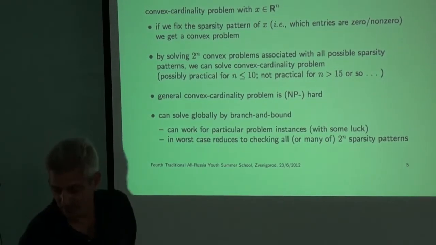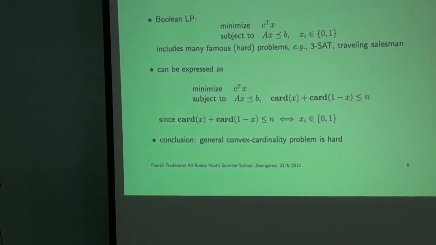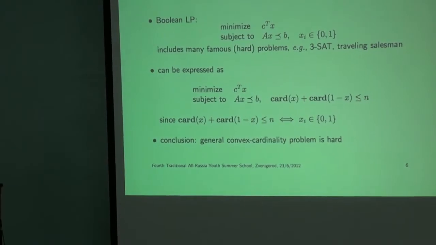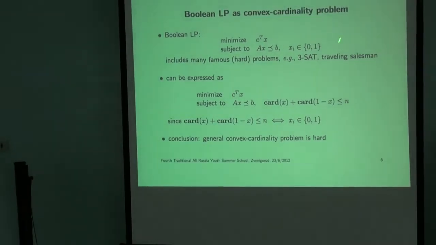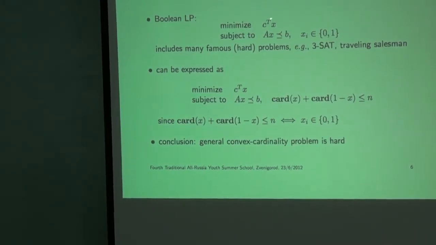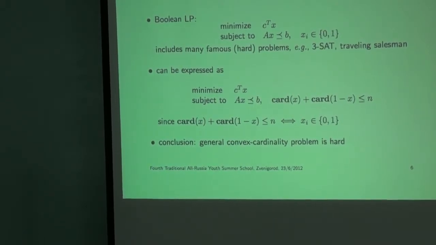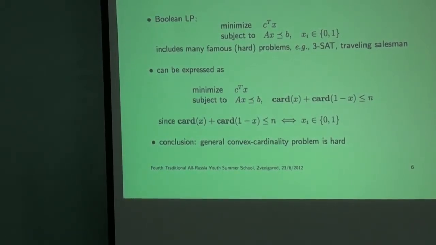So let's get the NP hardness out of the way. Here's a Boolean linear program. It says minimize a linear function. And you know what? You don't even need this. Just the feasibility problem is enough, so you don't even need an objective. It says find a 0, 1 vector that satisfies Ax less than b. The objective is irrelevant. That's NP hard.